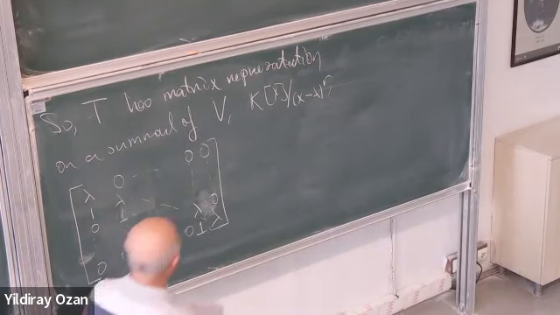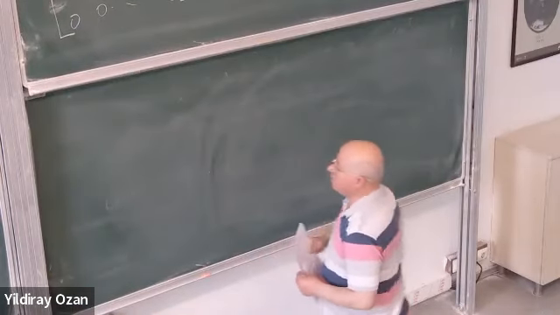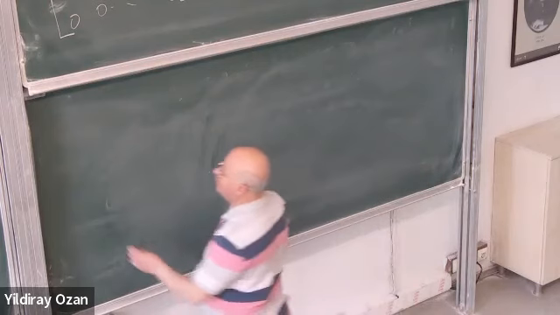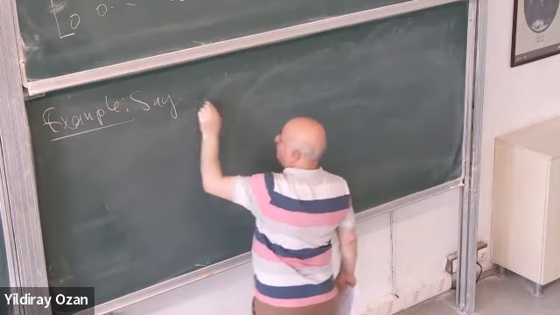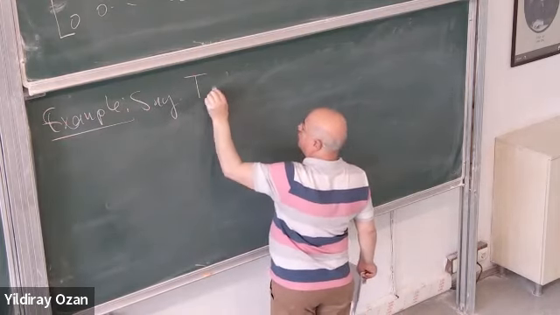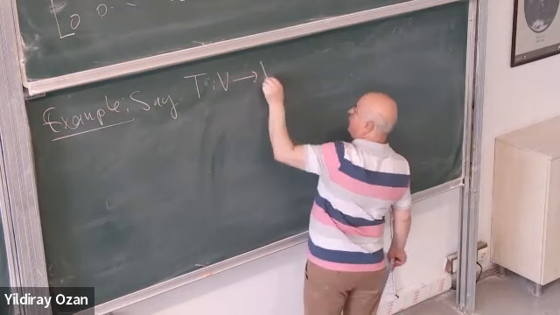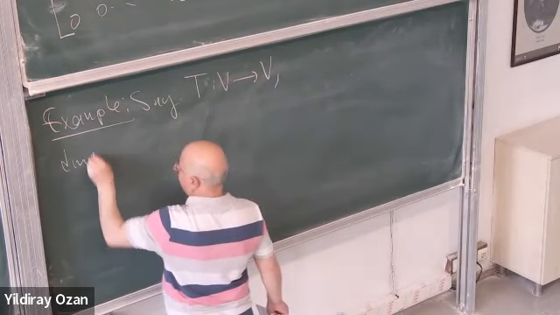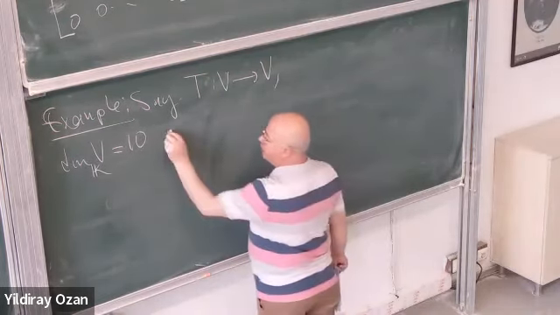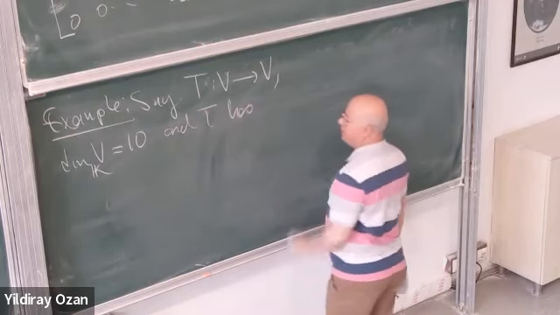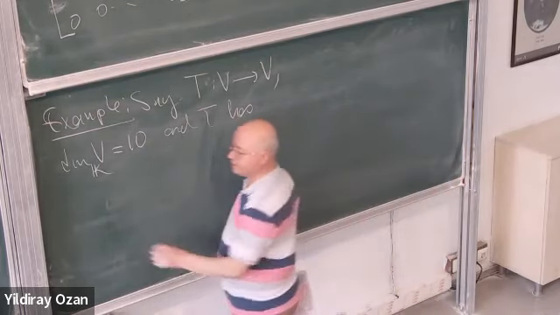So for example, let's do some example. Say T is a linear transformation from V to V, and V has, let's say, dimension 10 over K, a 10-dimensional vector space, and T has, what? Invariant factors.